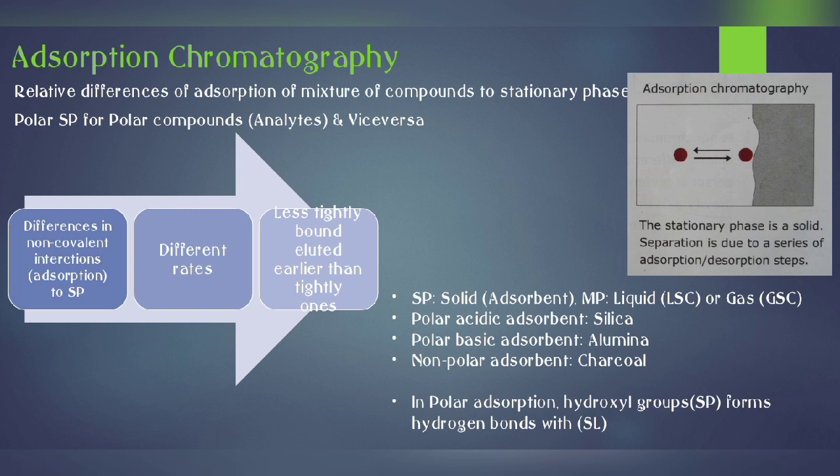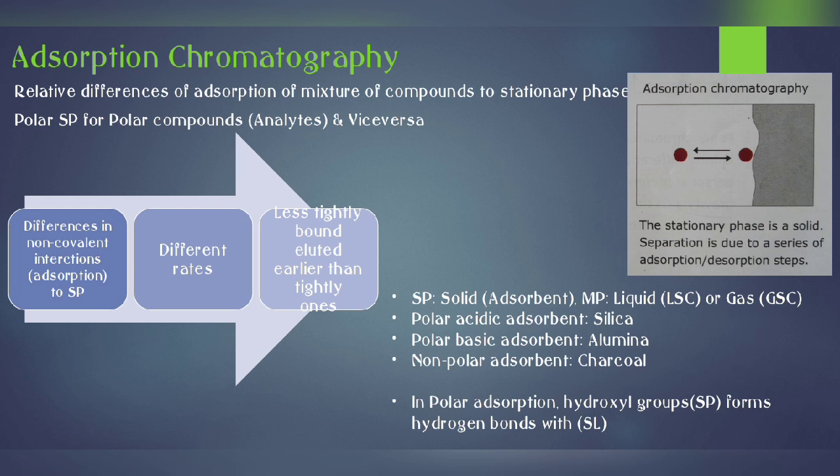For example, a polar stationary phase is used for separation of polar compounds, because the polar compound is more attracted towards the stationary phase, just like a non-polar stationary phase for non-polar compound separation. The differences in non-covalent interaction with the stationary phase make different rates of flow through the column. So the less tightly bonded molecules elute earlier, and the tightly bound molecules are eluted later. Based on that, the separation happens.